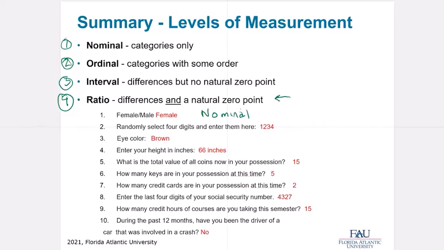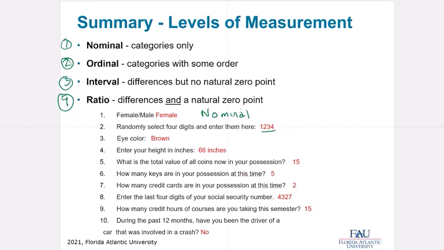Differences and a natural 0 point. Do you think we would have that for this example? If I just have randomly selected 4 digits, and you picked 4 digits randomly and I picked 4 digits randomly and we subtracted them, does that mean anything? No, it just is another random digit. It is a number, and I can put them in an order, but the difference has no meaning.